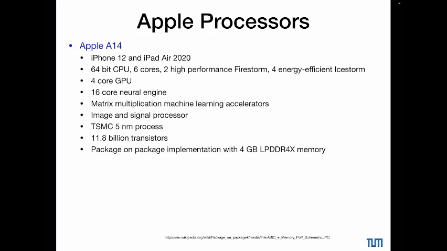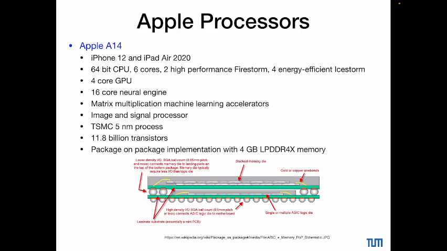It also has on the chip other accelerators, which brings me to the topic of the accelerators. So we have a neural engine, a matrix multiplication machine learning accelerator, and image and signal processors. The production process is from TSMC, a so-called 5 nanometer process, with 11.8 billion transistors on the chip, and it's a combination with the memory in a package-on-package implementation, which looks like that here.